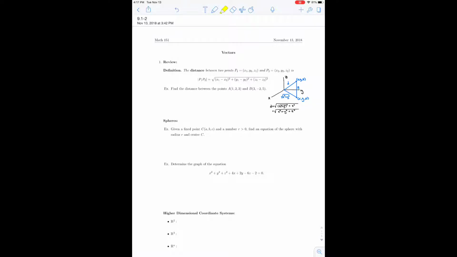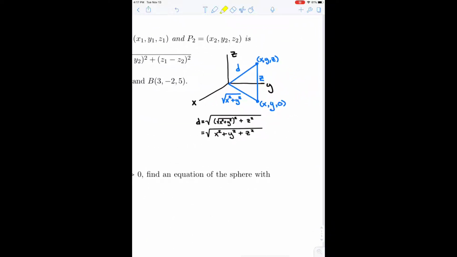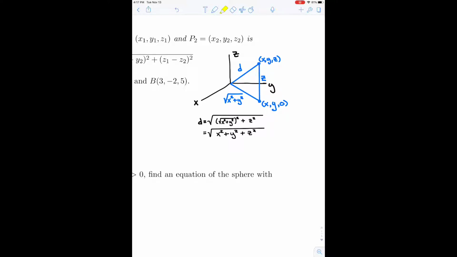And this just looks like an extension of the distance formula in 2 dimensions. It actually follows from the Pythagorean theorem. I'm going to zoom in on this diagram on the right here so that you can see that. If we look at the point x, y, 0, we can see from the distance formula that the distance from that point to the origin is just the square root of x squared plus y squared.